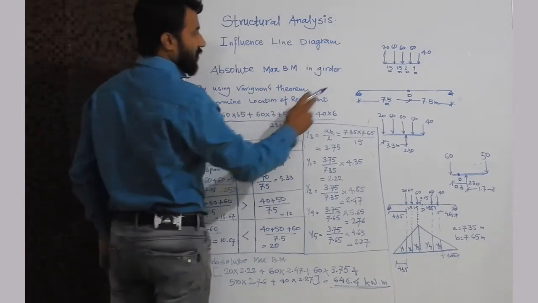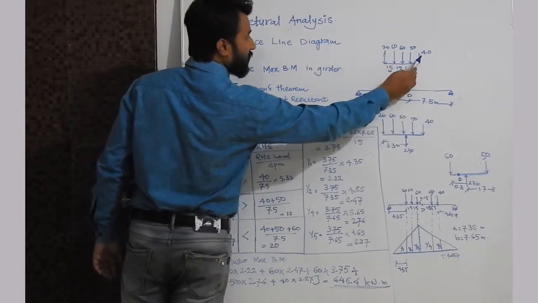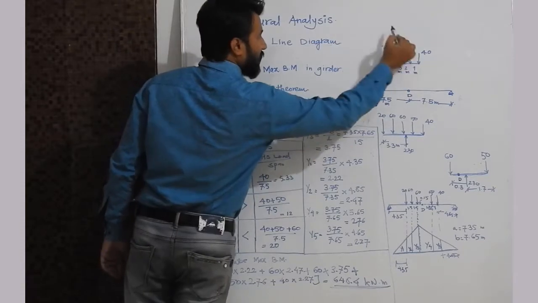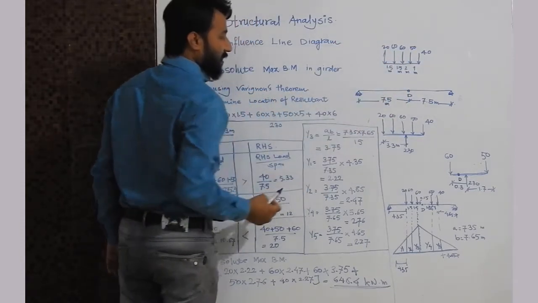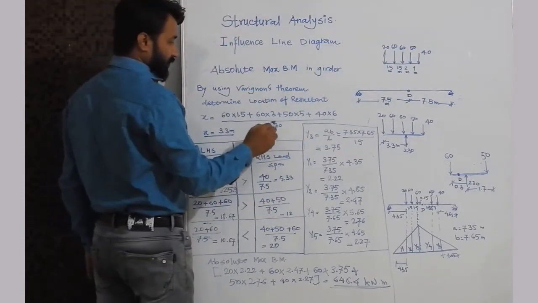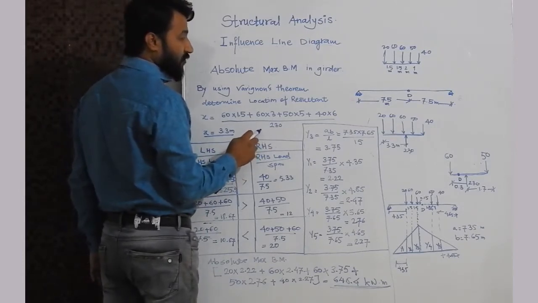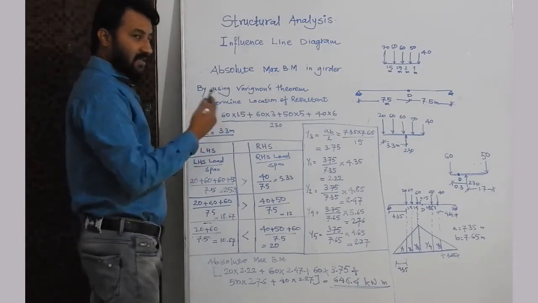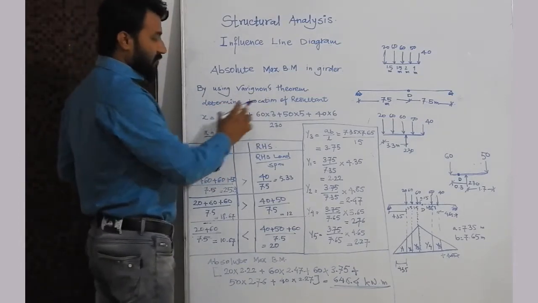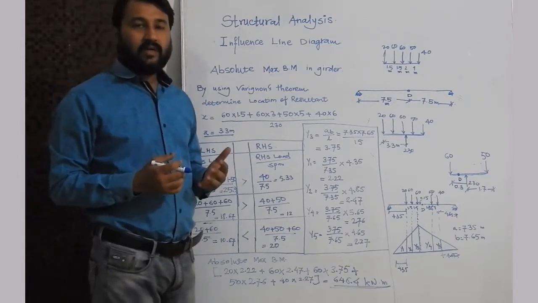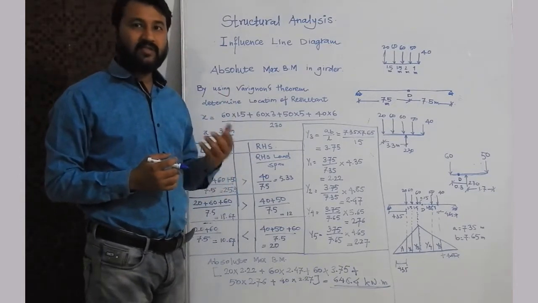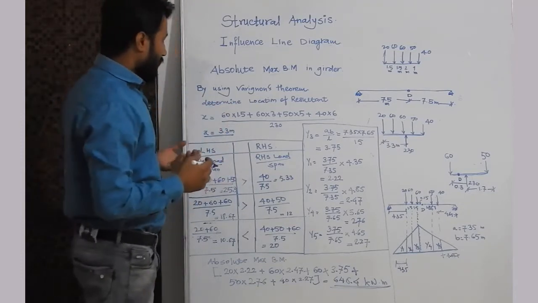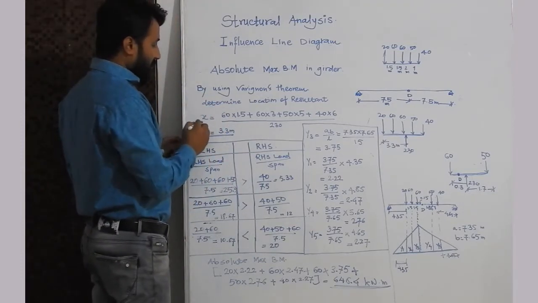So resultant of what? Resultant of this loading condition. So loading conditions are 40, 50, 60, 60 and 20. So if you sum up all these loads, we will get the resultant as 230. So where this resultant is situated, that we have to determine by using Varignon's theorem. So Varignon's theorem says that the moment of the resultant at any point must be equal to the moment of all the forces about the same point. So looking into that, we will determine this value of x.